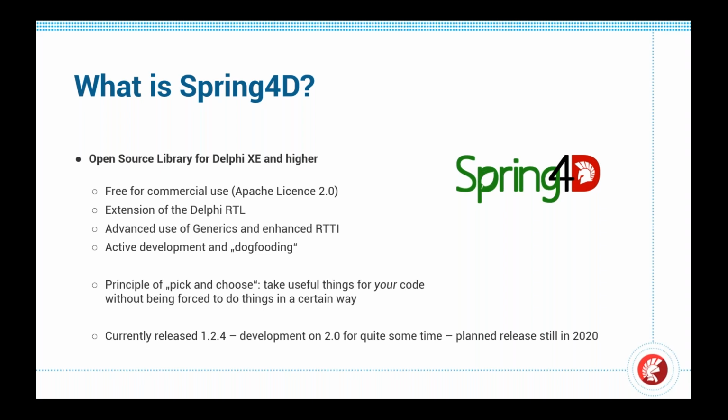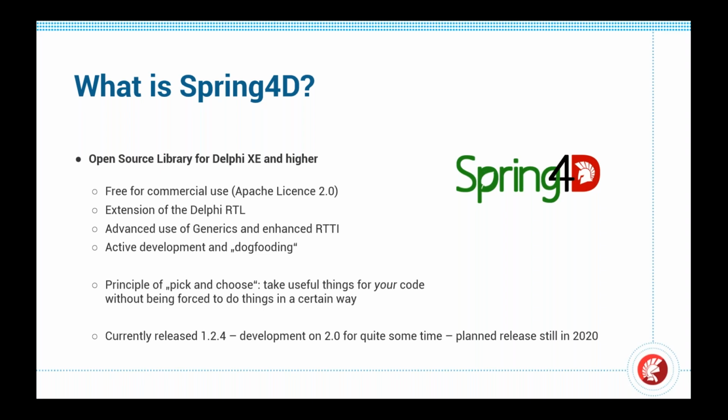It's under active development and it's practicing so-called dog fooding, which means the author of the library, me, and my co-workers are actively using it in our own commercial software. It follows the principle of pick and choose, so it doesn't dictate how you have to write your own application. You can take useful things you encounter in the library and use them in your code how you want. And you can take certain things and leave other things out of it.